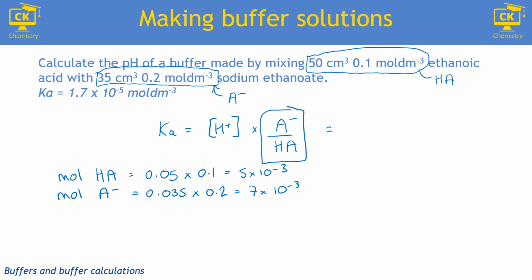I'm going to insert the value for A minus, 7 times 10 to the minus 3. The value for HA is 5 times 10 to the minus 3, so the biggest issue in this equation is doing it the wrong way round. It's really nice because I can just cancel out that 10 to the minus 3, and that makes my calculation so much nicer. It's basically 7/5.